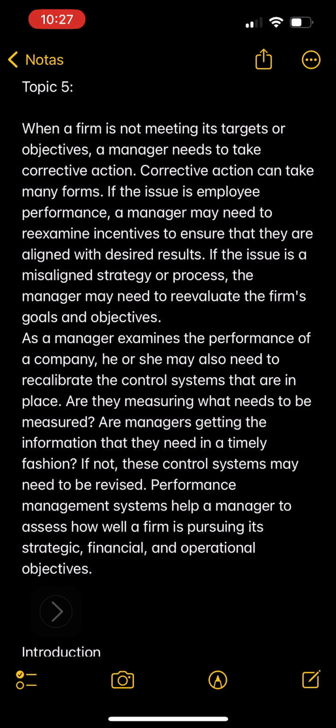Are they measuring what needs to be measured? Are managers getting the information that they need in a timely fashion? If not, these control systems may need to be revised. Performance management systems help a manager to assess how well a firm is pursuing its strategic, financial, and operational objectives.